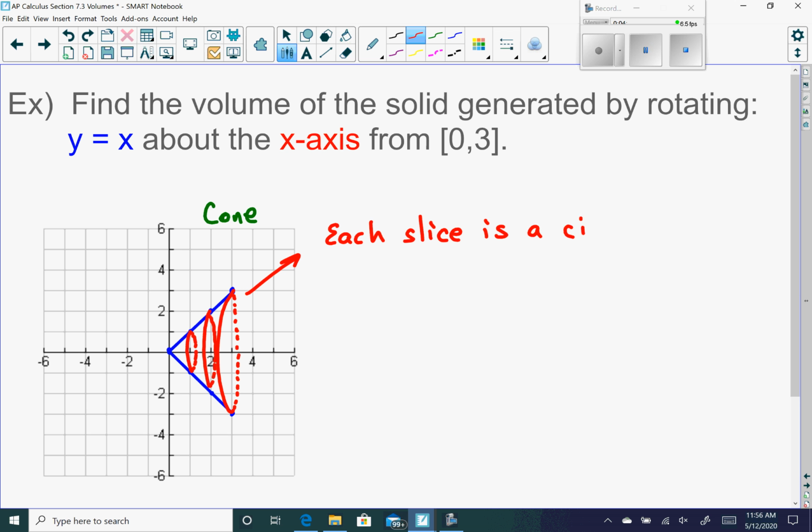is a circle. Remember how we found the area: we took a lot of rectangles and added up the areas of all those rectangles. We're going to do the same thing here. If we find the area of each little circular slice and then add those together, we will get the volume. So we call this volume by slicing, or by discs.